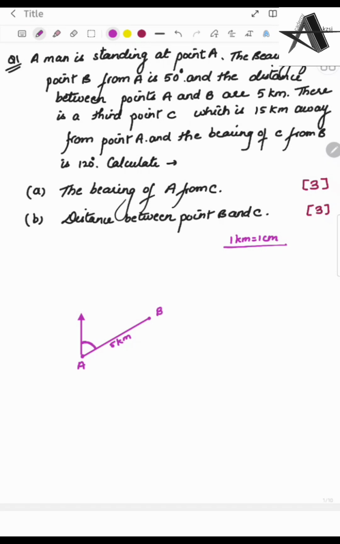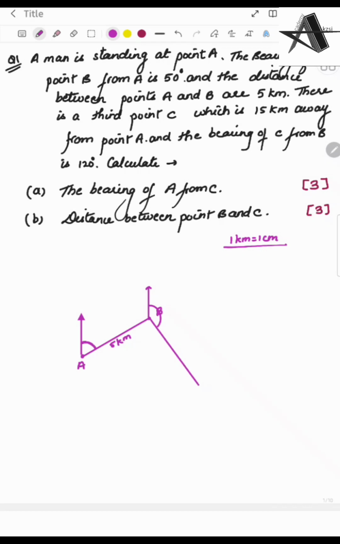Again, it says there is a third point C which is 15 kilometers away from point A and the bearing of C from B is 120 degrees. Now for the bearing of C from B, as I told you, the word from is very important. If it's from B, that means at B you have to draw a line pointing towards north, and then you need to measure the angle. The angle given is 120 degrees. So this will be like this, 120 degrees. And then this will be the line.